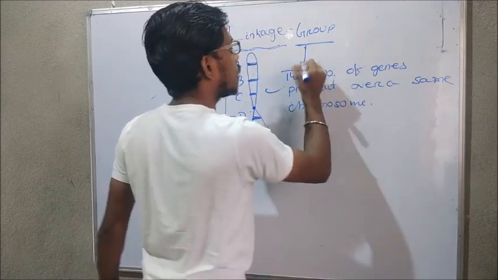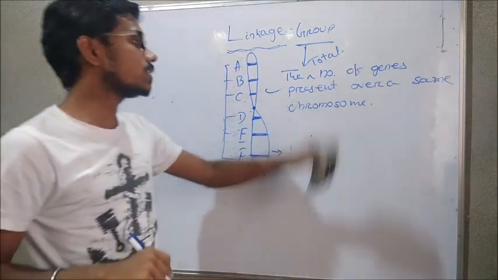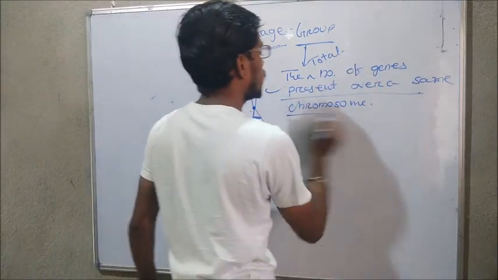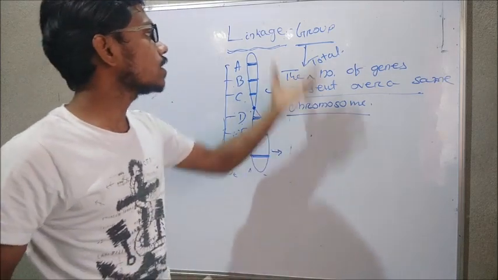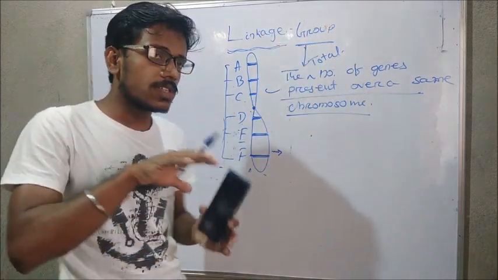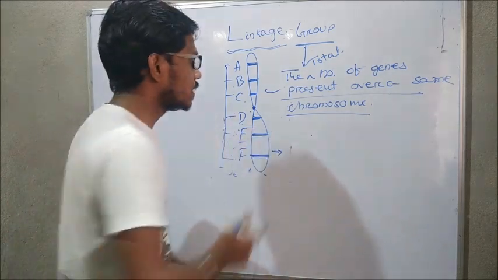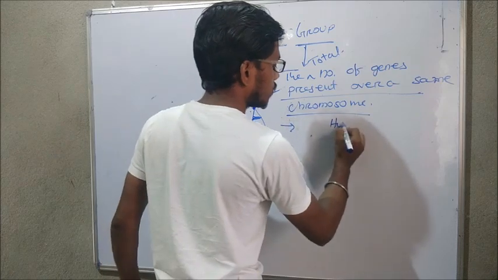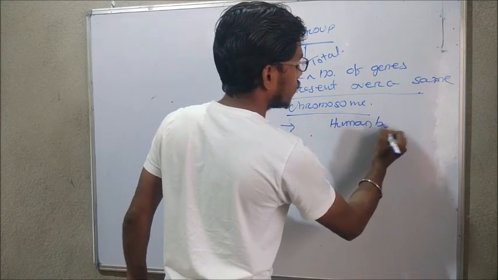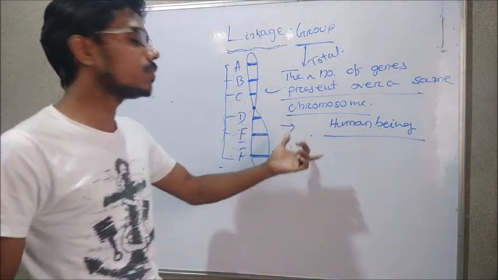Okay, the total number of genes present over the same chromosome, that is making a linkage group. So if you see a linkage group in different organisms, let us see in case of human being. In case of human being, how many linkage groups will be present in a cell?